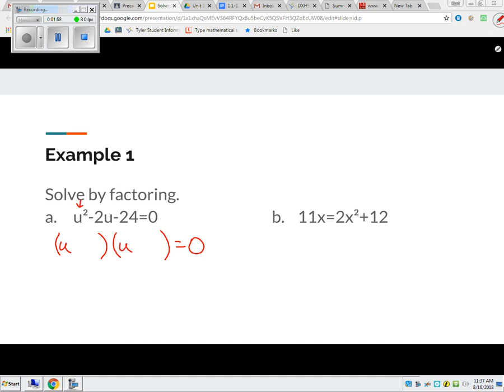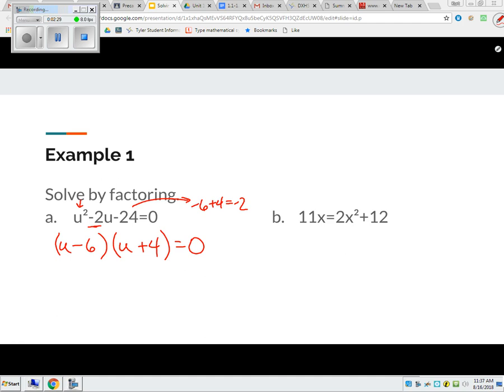And then I want to look at my last term, negative 24. I want to think off to the side, what are some factors of negative 24 that add up to give me negative 2? If I run through the factors in my head, I realize that if I add negative 6 and positive 4, that gives me negative 2. And that's exactly what I want to put on the tail end of each of these binomials. I've got it factored now.